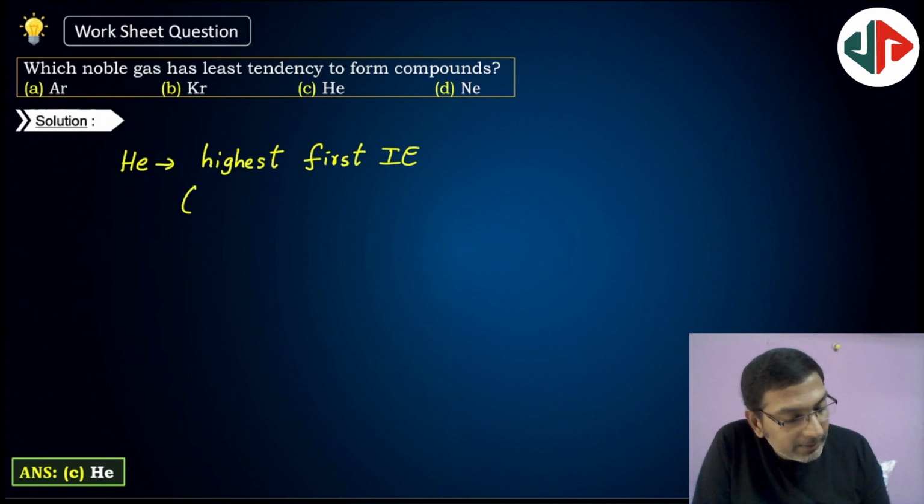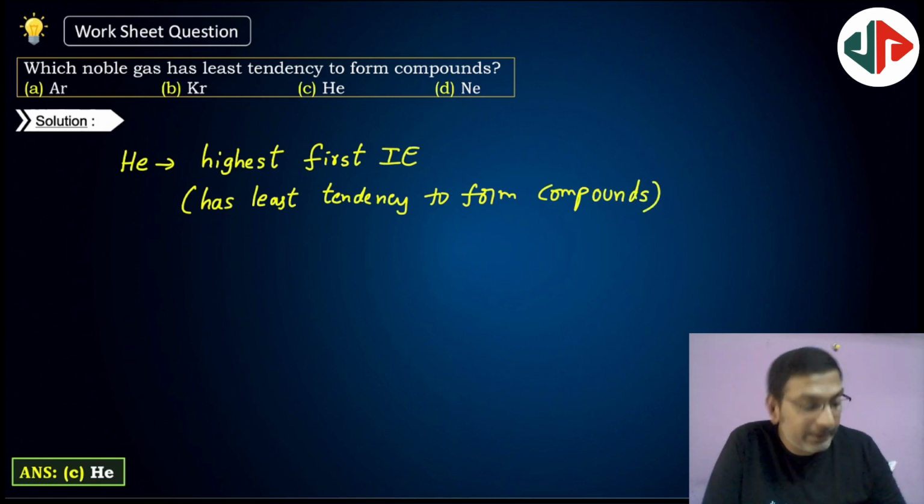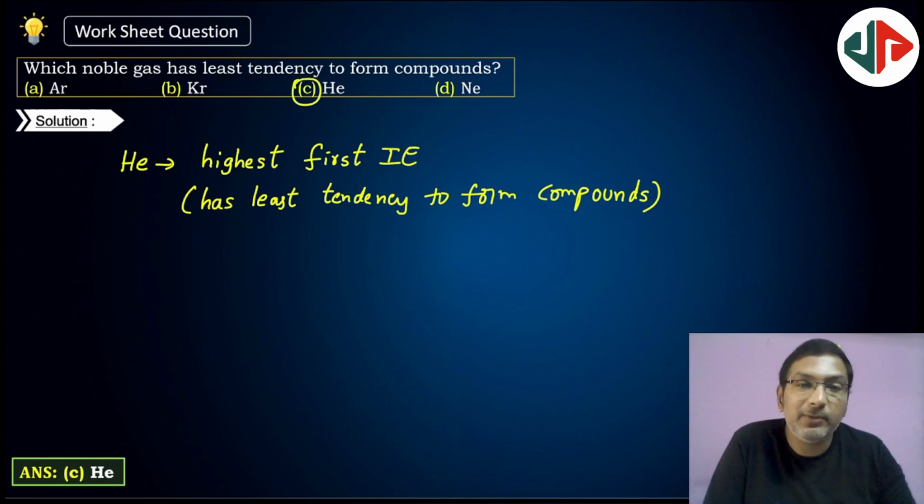That means helium has least tendency to form compounds. Very important point. C. Very high amount of ionization energy.